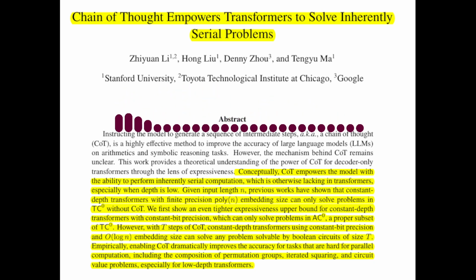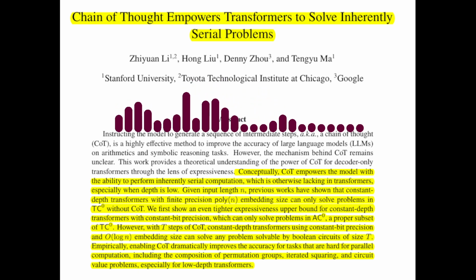This paper, Chain of Thought Empowers Transformers to Solve Inherently Serial Problems, delves into the intriguing concept of chain of thought prompting and its impact on the reasoning capabilities of large language models. What is the core argument presented in this paper?